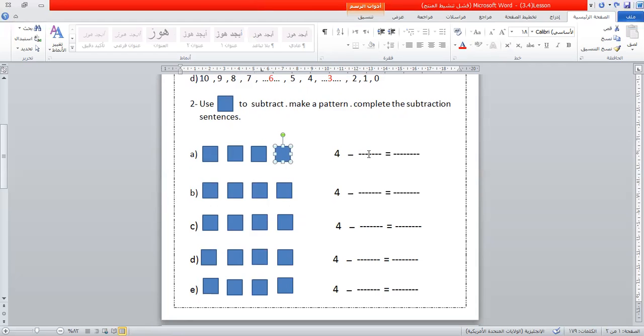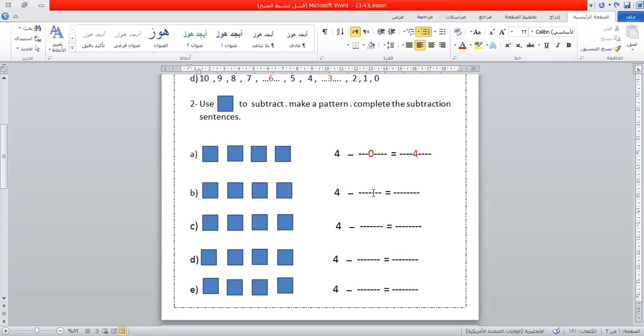Okay, now I have many ways to subtract from 4. I can subtract nothing from number 4. Nothing means 0. So I will not cross out any square from these squares. 4 minus 0 equals, I didn't cross out any, so I still have 4 squares: 1, 2, 3, 4. I have here 4.